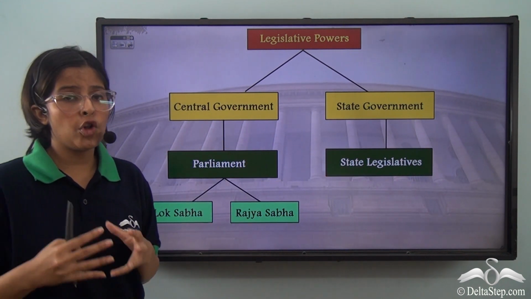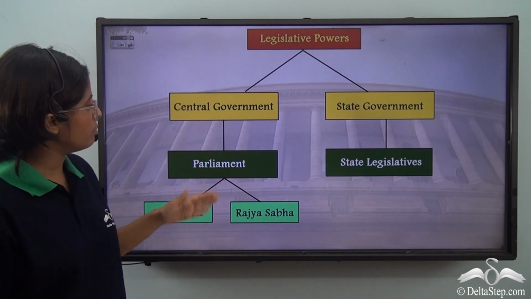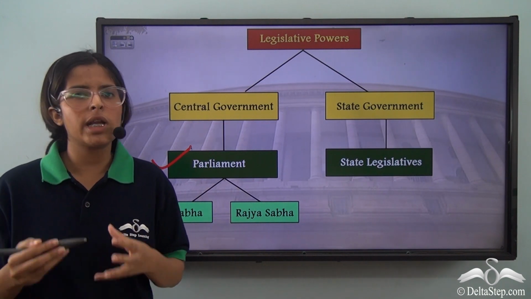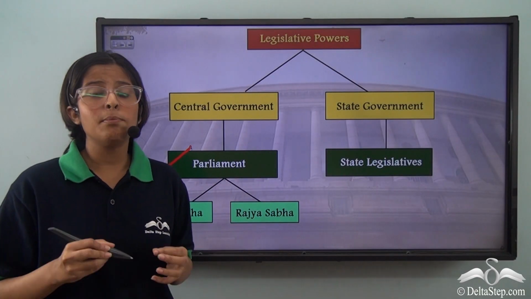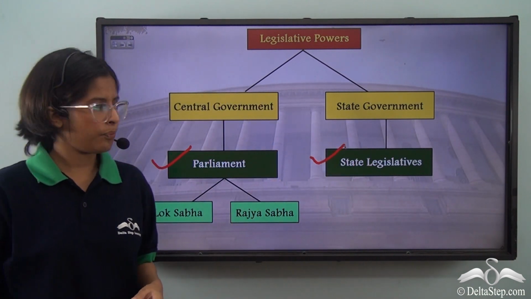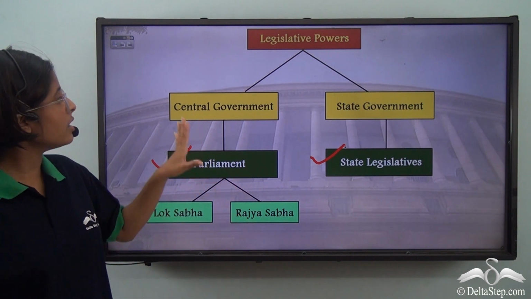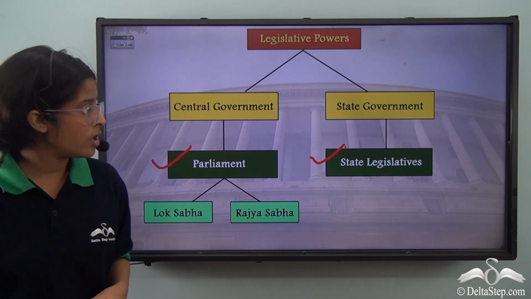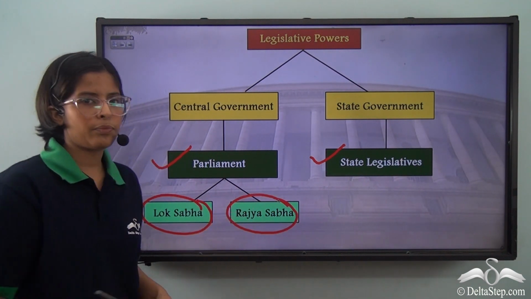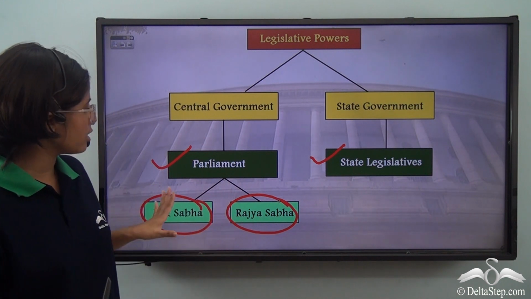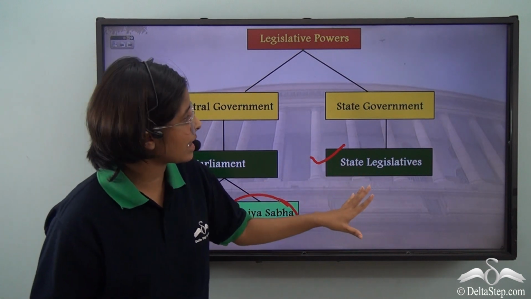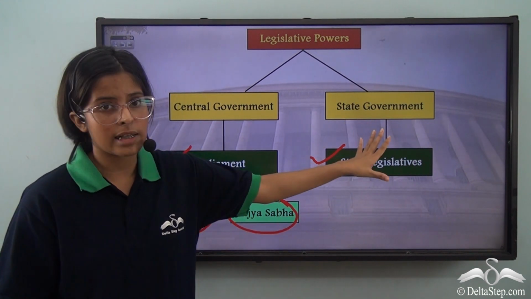The body of law which represents the central government is called the Parliament. It is the Union Legislature of India. And the bodies that make laws at the state level are the state legislatures. So the Parliament is the central government's law-making body, which is divided into the Lok Sabha and the Rajya Sabha. So here we can understand that the Lok Sabha and Rajya Sabha represent the central government and the state legislatures represent the state governments.